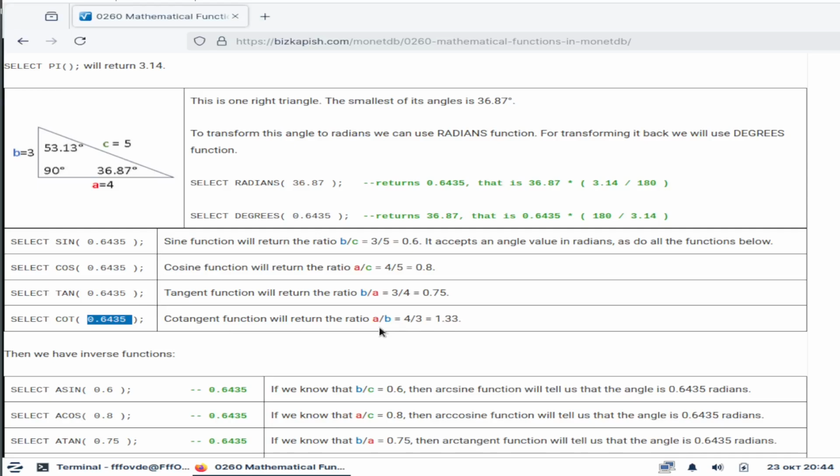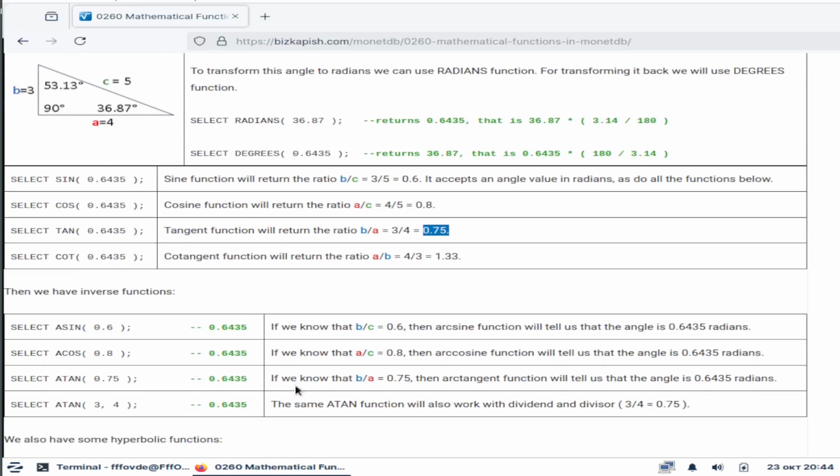We also have inverse functions. For example, arcsine will accept this value and it will return the size of this angle in radians. Arccosine will accept this value, this ratio, and it will return again the size of an angle. Arctangent will accept this value and it will return again the size of this angle in radians. And arctangent can accept only one argument, or it can accept two arguments. So these two arguments are also acceptable here. And when we divide them, we will get 0.75, so the result will be the same.